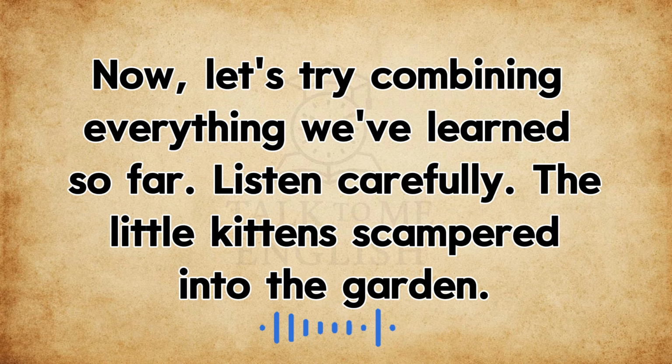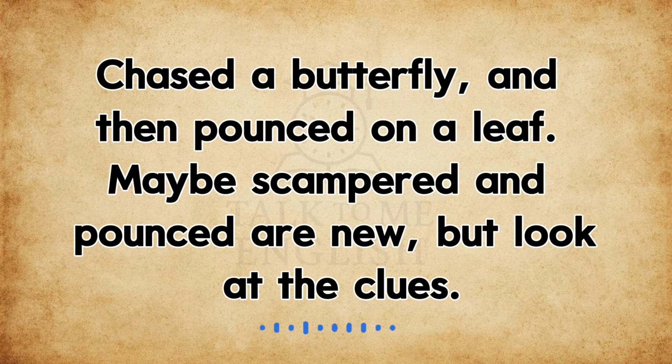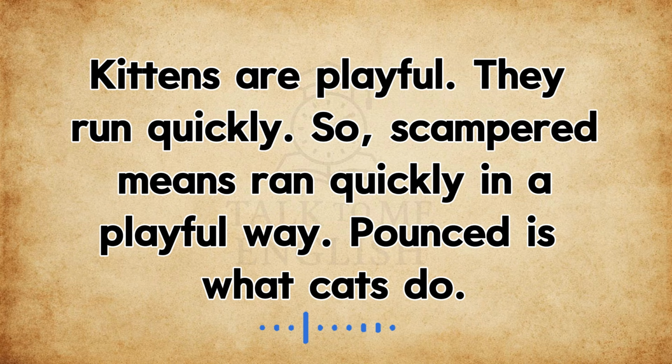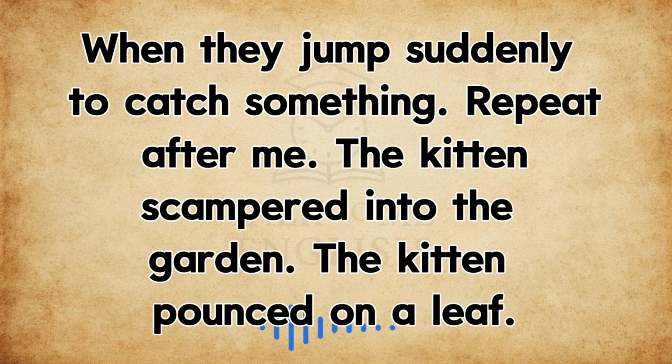Listen carefully. The little kitten scampered into the garden, chased a butterfly, and then pounced on a leaf. Maybe scampered and pounced are new, but look at the clues. Kittens are playful, they run quickly, so scampered means ran quickly in a playful way. Pounced is what cats do when they jump suddenly to catch something.